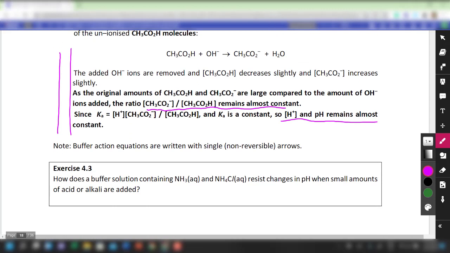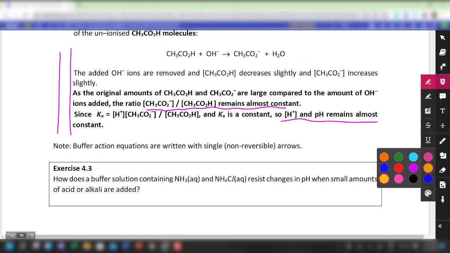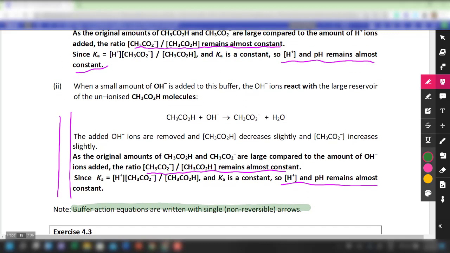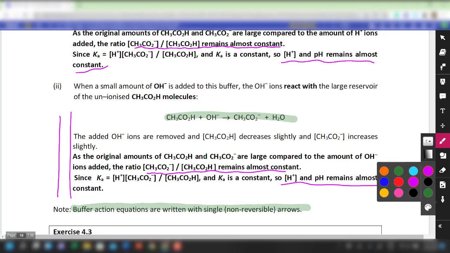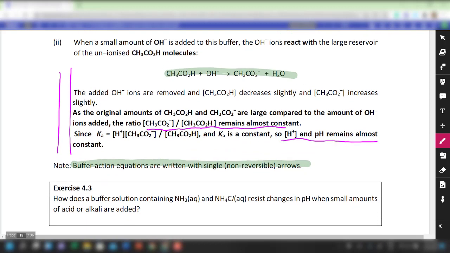A very important thing you might want to take note of, which I might not have emphasized, is that for buffer actions, the equations are non-reversible, because we are really talking about a complete reaction between the added strong acid and strong base with the corresponding conjugate base and weak acids. We are focusing on those particular reactions, so therefore it's an irreversible reaction.